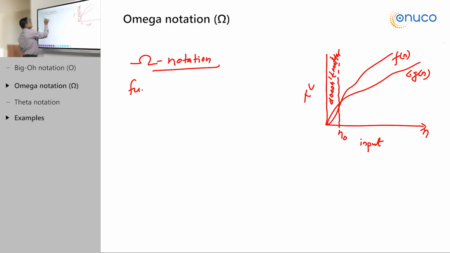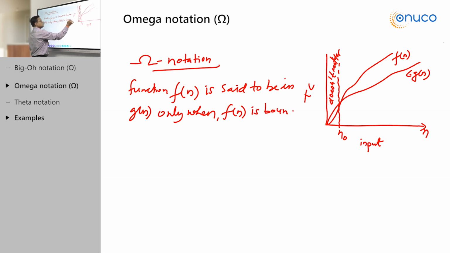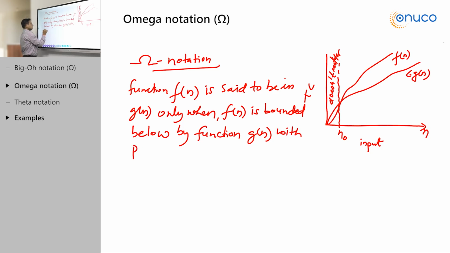So we can write: function f of n is said to be in omega of g of n only when f of n is bounded below by function g of n with a positive constant c, right?